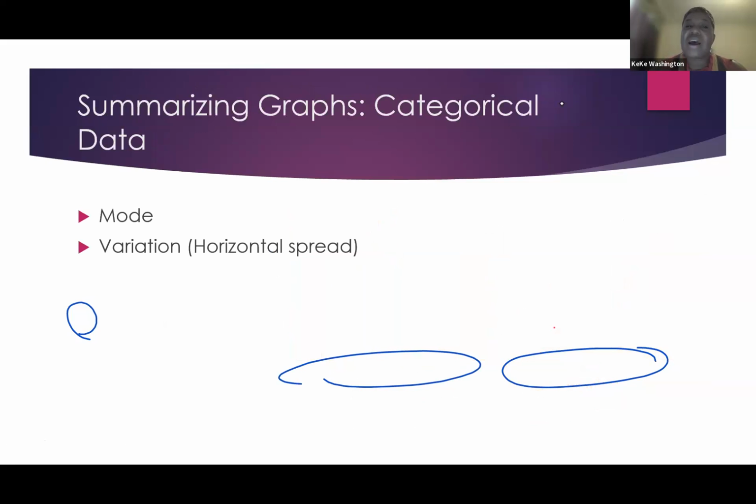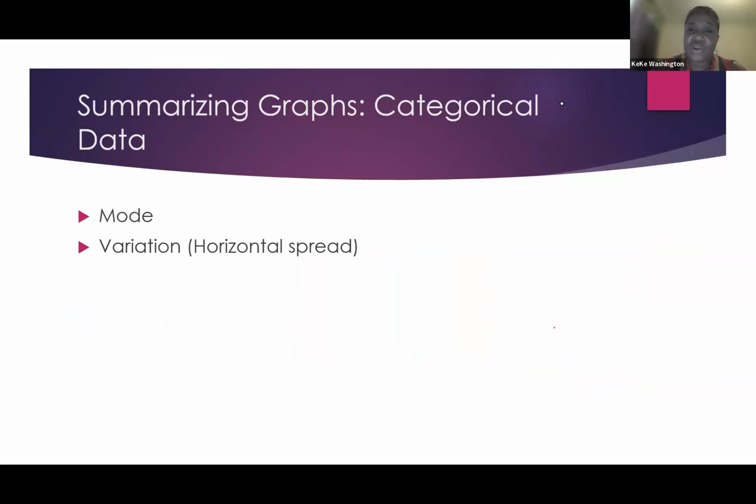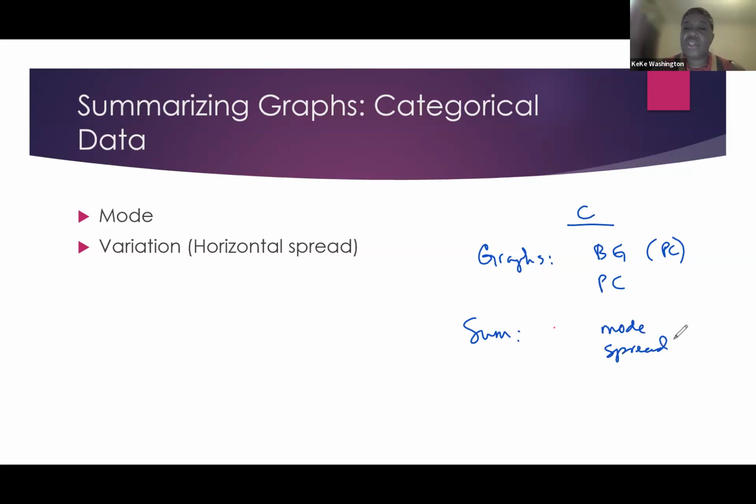When you summarize categorical variables, we just looked at the graphs. If it's categorical, we said bar graphs, pie charts, and of course, Pareto charts are included in there. So those are the graphs that we would use. When you summarize it, you only talk about the mode and the spread. Those are the only two.